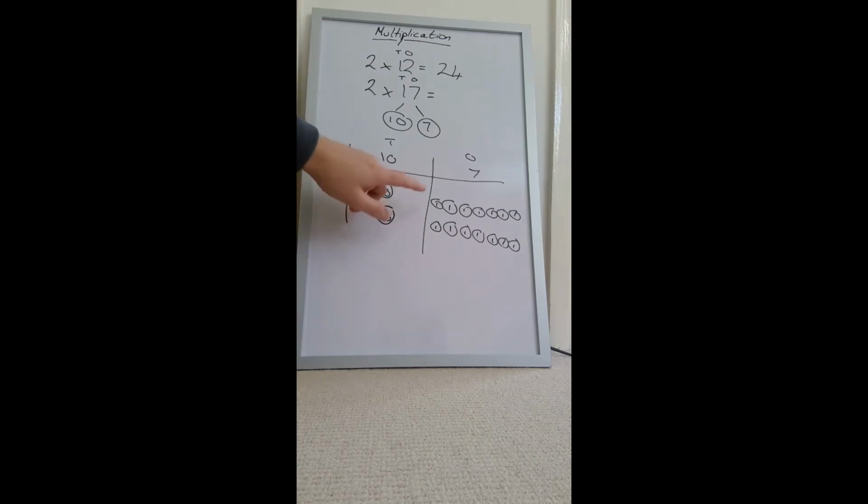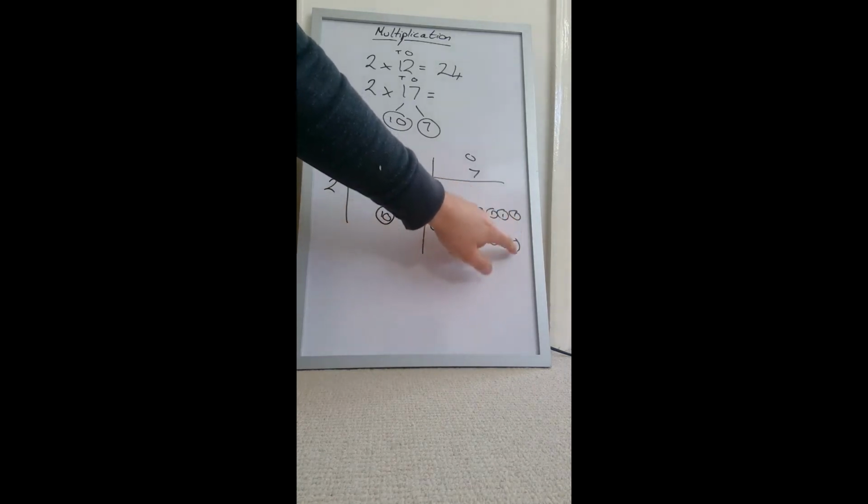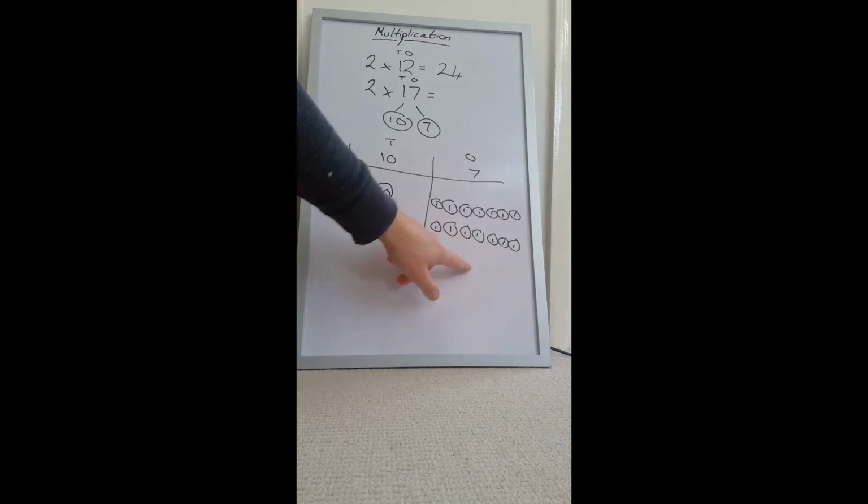Okay, so when counting these up, we have 1, 2, 3, 4, 5, 6, 7, 8, 9, 10, 11, 12, 13, 14. We have 14 ones in the ones column. The problem with that is we are not allowed to have any number larger than 9 in this column. Once we get to 10, we have to exchange 10 over from the ones column and into the tens column. This is just the same as when we did addition and subtraction. It's a similar sort of methodology.